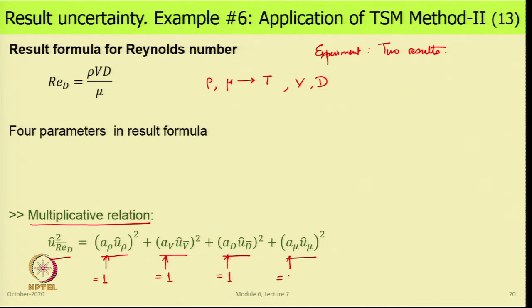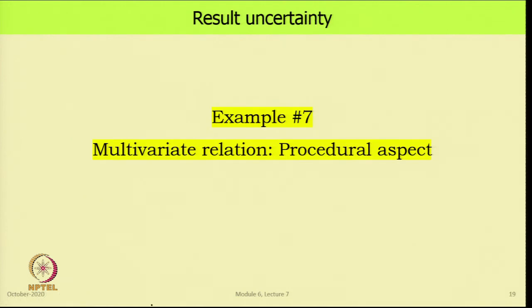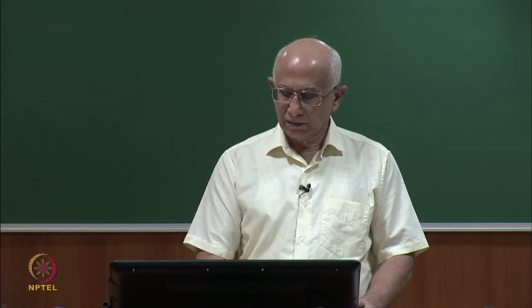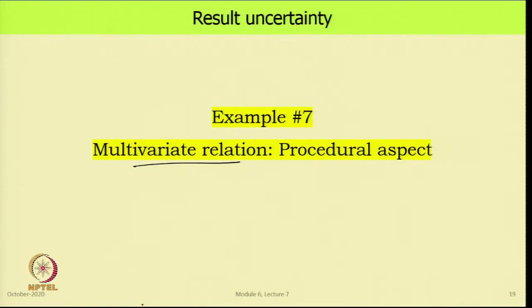So, I will leave this as an exercise for you to do, and with that we conclude this example. Now, we look at another case of a multivariate relation, but we see how we could go off in the procedure and do something which is very wrong.